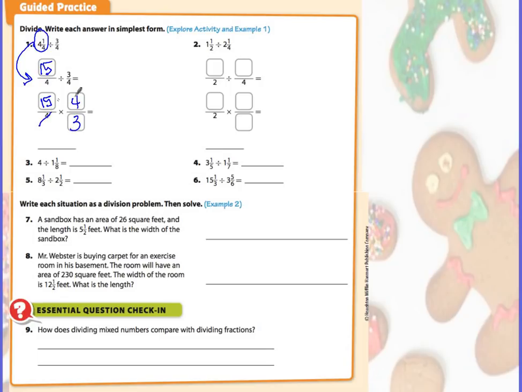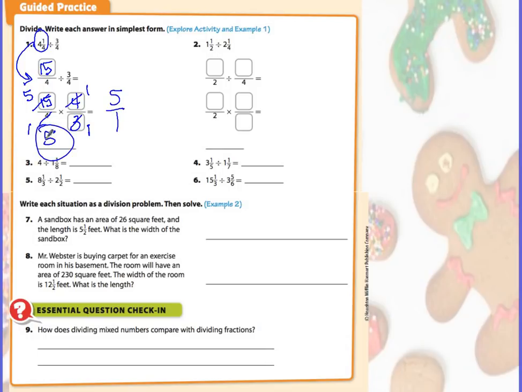If you want to cross simplify, you can. So 4 and 4 are both divisible by 4. 4 divided by 4 is 1. 4 divided by 4 is 1. 15 and 3 are divisible by 3. 3 divided by 3 is 1. 15 divided by 3 is 5. So I would get 5 over 1, which is equal to 5.